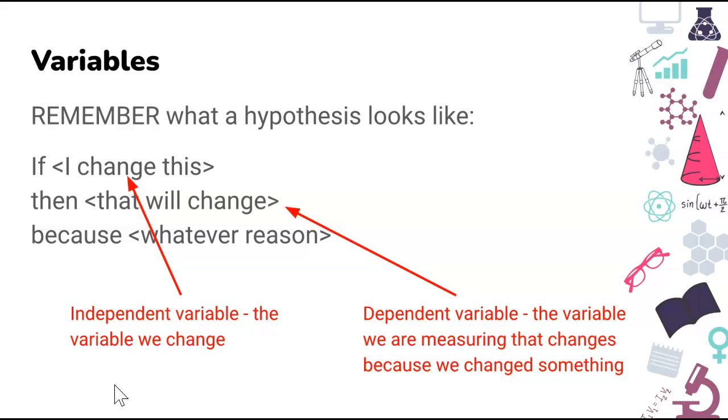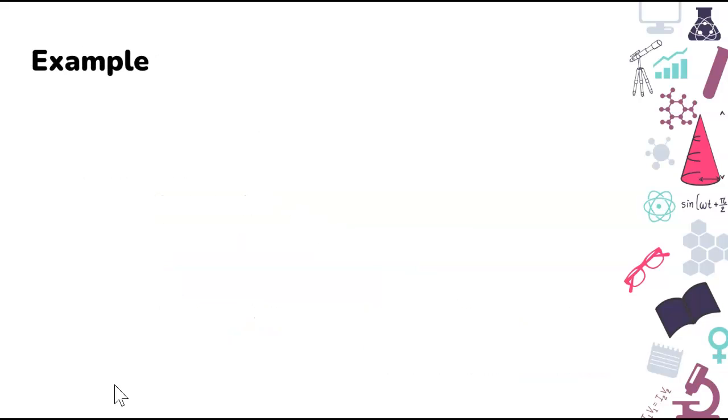So the independent variable is what I change in my experiment, and then the dependent variable is what changes because of it. And that's what we're going to measure. So we're going to be looking at how does an independent variable affect a dependent variable and keeping track of the data that comes from that. So let's look at an example.